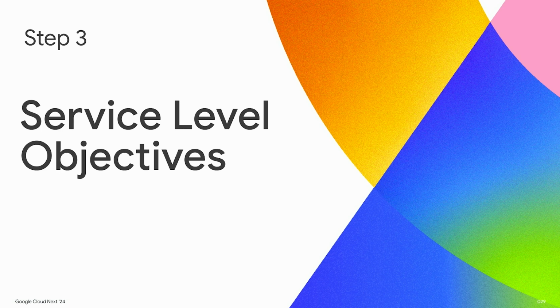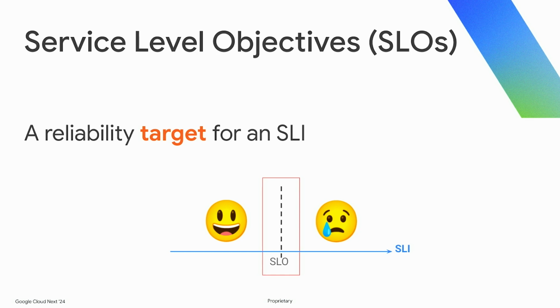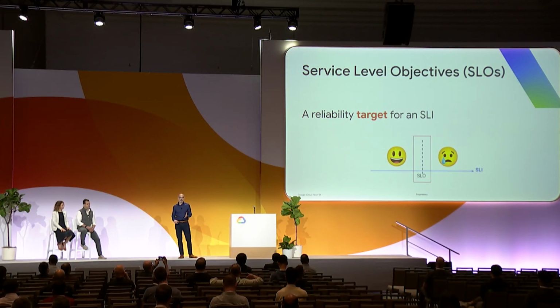So now that we've defined and created our SLIs, we can now actually create the SLO. But what is an SLO? An SLO is nothing more than a reliability target for an SLI. An SLO should have a performance and availability target that, if barely met, would keep the typical customer happy.